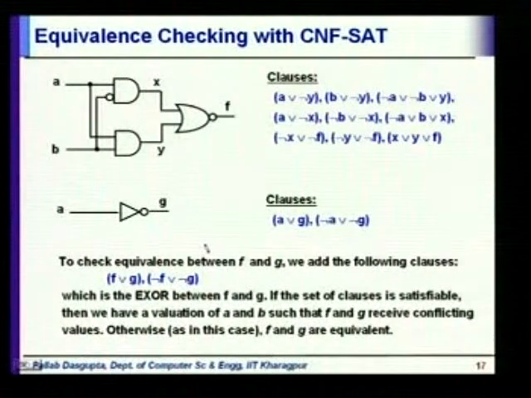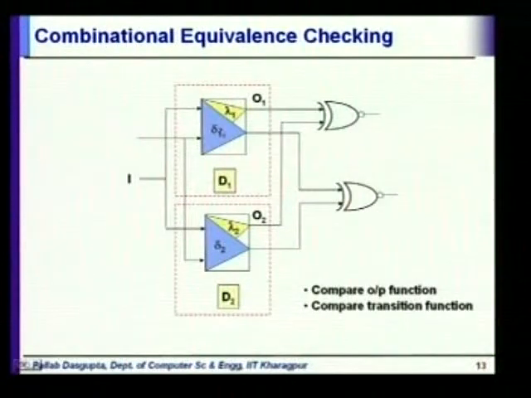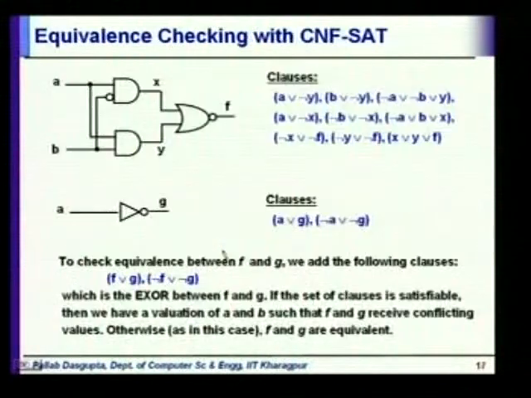So one option is that you do the equivalence checking between the functions using BDDs. So you take the next-state functions delta 1 and delta 2, create a BDD for delta 1, create a BDD for delta 2, and then compare. The other option is to do this with SAT. And how do we do it with SAT?